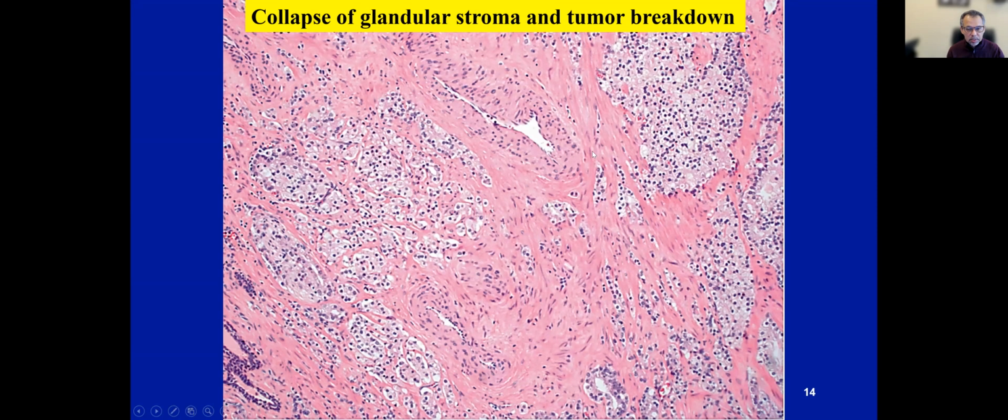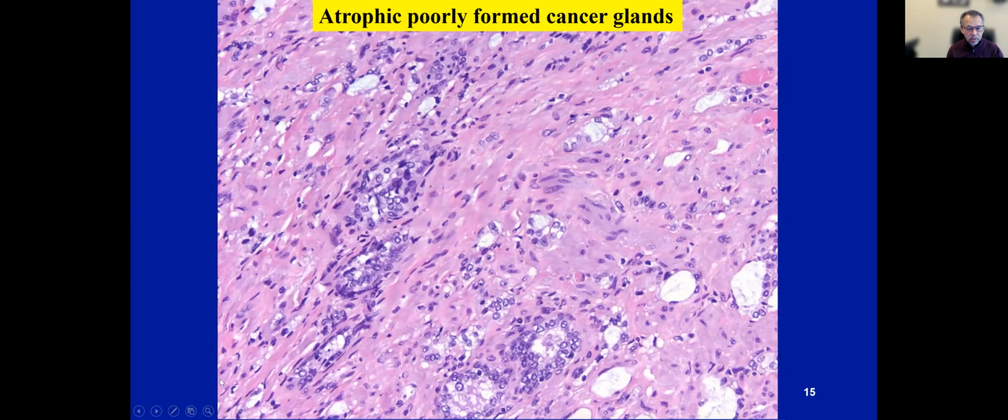So you will clearly see a very high-grade looking picture, but the clue to recognize the evidence of treatment effect is pyknotic nuclei and clearing of the cytoplasm. The background benign prostatic glands are typically atrophic and demonstrate clearing of the cytoplasm. Here are beautiful atrophic, poorly formed cancer glands with a lot of ballooning of the cytoplasm in some glands, like seen here.